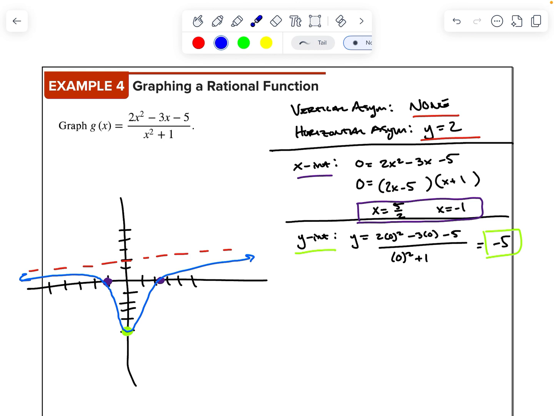I've tried to color coordinate this, where the y-intercept is that yellow color, the x-intercepts are that purple color, and the asymptotes are in red. Since it does not want to pass through those asymptotes, it very well could end up passing just over it and across, on either one of these sides. Because a horizontal asymptote is a little more flexible, right? A vertical asymptote, it will never cross. A horizontal asymptote, it could cross.